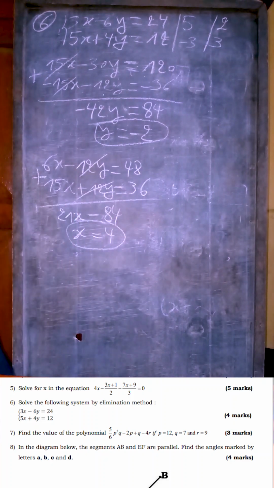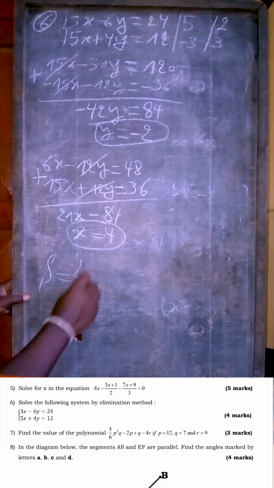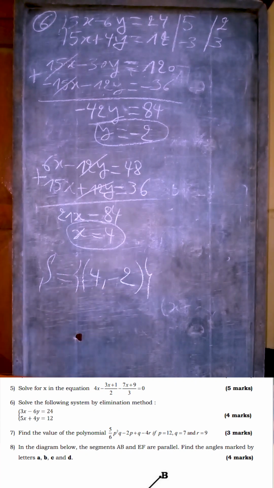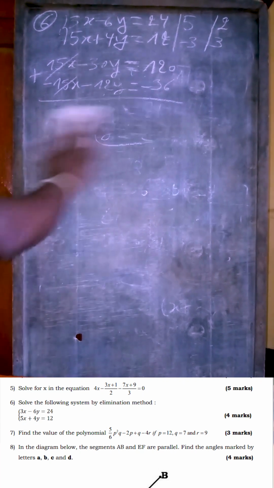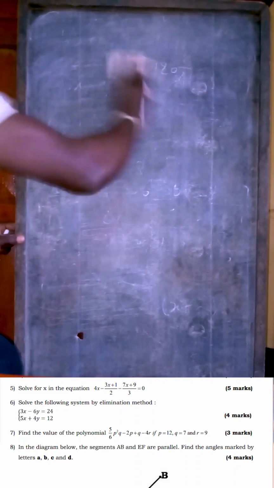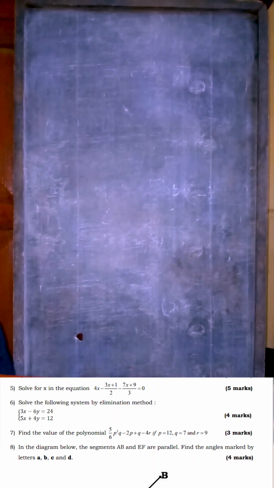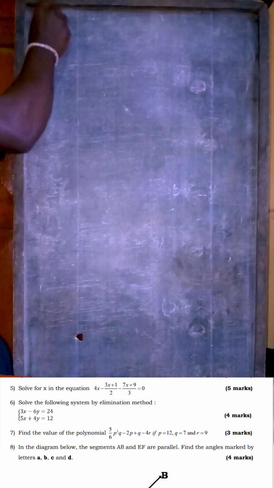And then the values of x and y are 4 and minus 2. Then the solution set here is: the value of x is 4 and the value of y is minus 2. This is the solution for question number 6. Let us take question number 7. Question number 7 is the polynomial. We have to find the value of the polynomial given.